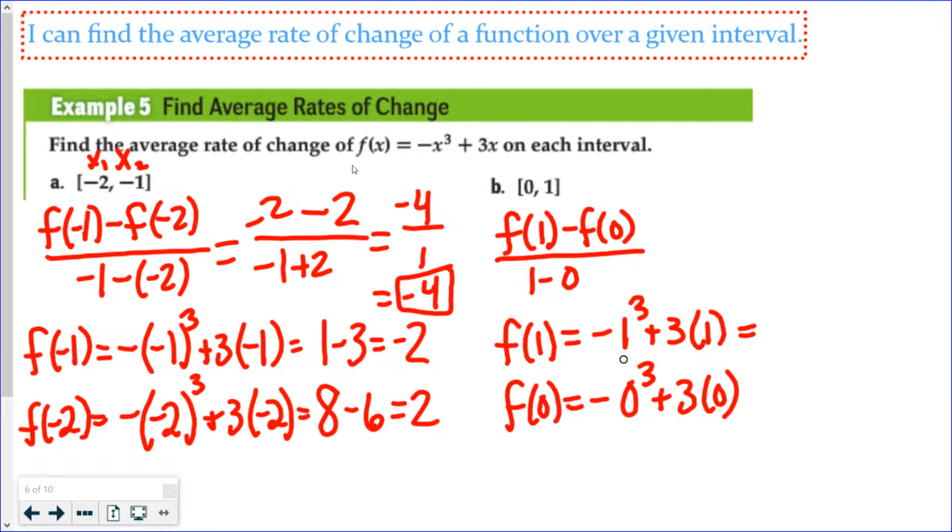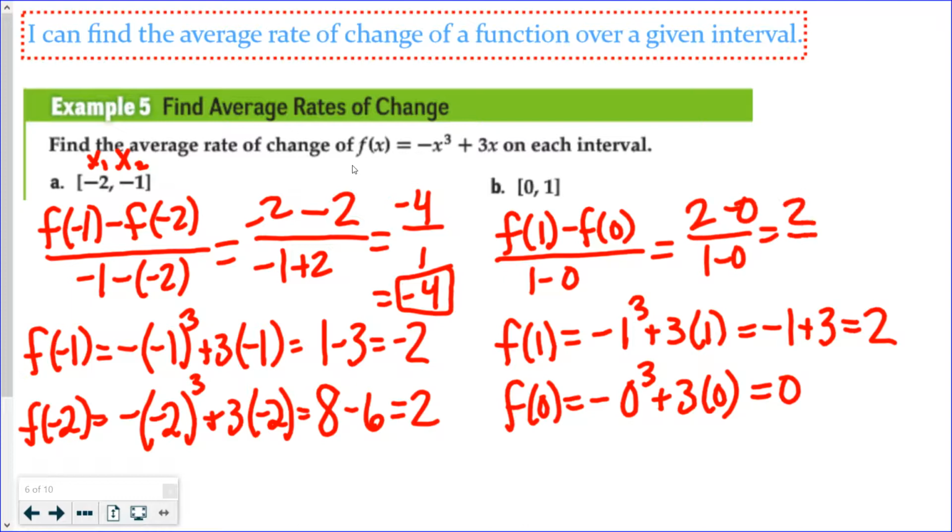All right, negative 1 cubed is negative 1. 3 times 1 is 3. 3 minus 1 is 2. Down here I got 0 cubed plus 3 times 0. This is just going to be 0. So up here we got 2, which is f of 1, minus 0, all over 1 minus 0. That becomes 2 over 1, which is 2. So there's your rates of change.